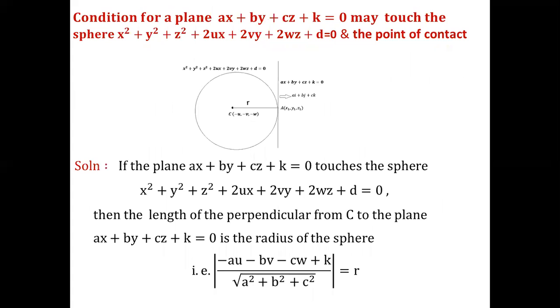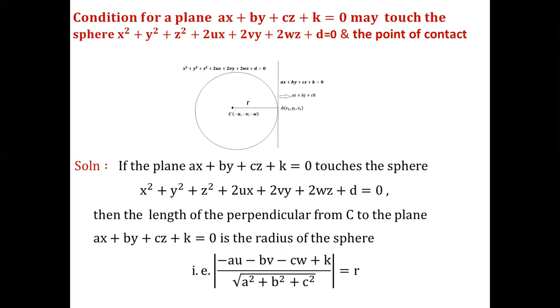Now let us do the condition for a plane ax plus by plus cz plus k equal to 0 to touch the sphere x square plus y square plus z square plus 2ux plus 2vy plus 2wz plus d equal to 0, and also to find the point of contact. Look at the figure, students. You can understand better.